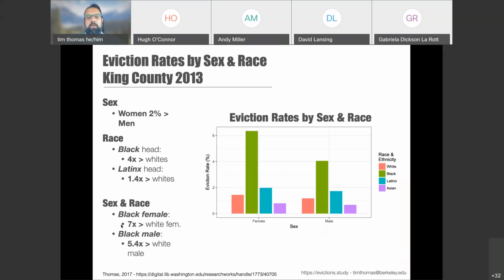So this bar graph in itself actually helped settle a case with the ACLU on disparate impact of evictions back in 2013.